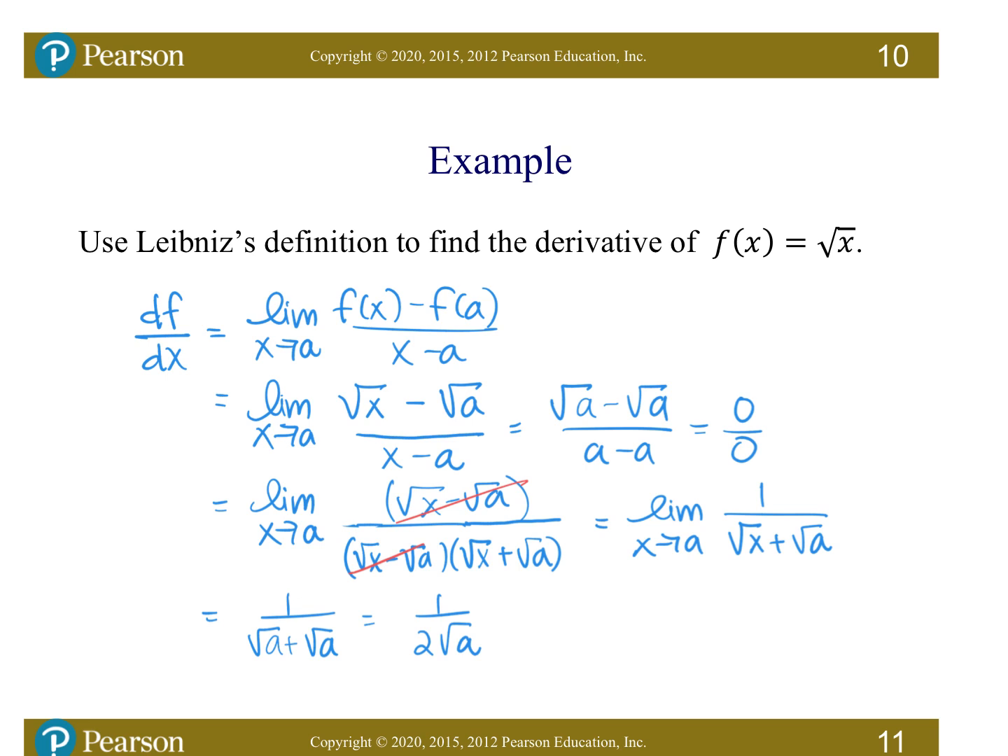So no matter what a you pick, if I pick a to be 1, then what slope will I have right there? 1/2. Okay? If I pick a to be 9, what slope will I have there? 1/6, because I plug in 9 and I square root and I get 3. If I pick a to be 100, then the slope would turn out to be 1 over 20. It will never be the same at any given a point along my function. All right, that's Leibniz, and you've been doing Leibniz for about a week without really knowing it. Okay, any questions on Leibniz?